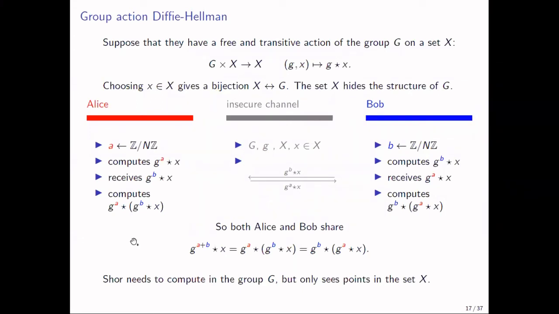So they end up sharing a slightly different element, but they still share the same thing. And moreover, because Shor's algorithm needs to be able to compute in the group, if Shor only sees the elements in the set, and he's not able to produce, given two points in the set, a third element in the set, the algorithm no longer runs. So this has a chance of being quantum secure.